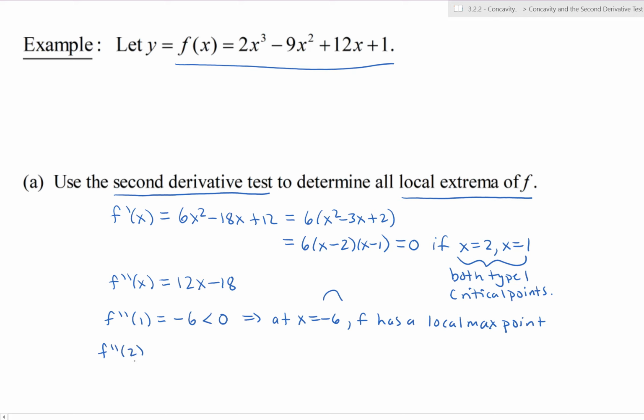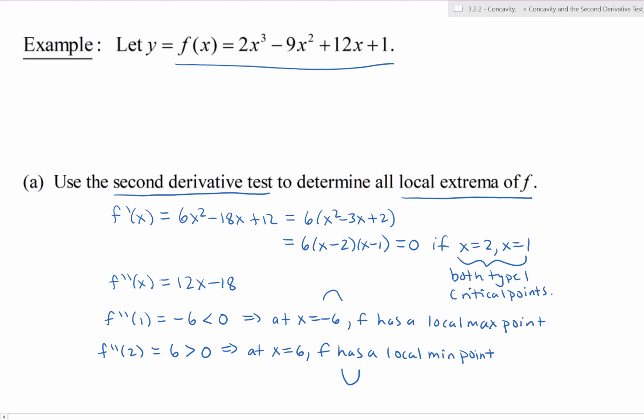If I plug in x equal to 2 in my second derivative, then 2 times 12, 24 minus 18 is actually a positive 6. And more importantly, it's positive. Don't think they're always going to be opposites like this, that's just a coincidence. Because the second derivative is positive, it tells us that at x equals 2, f has a local min point. Because the function must be concave up there, and it's got to look something like that nearby.